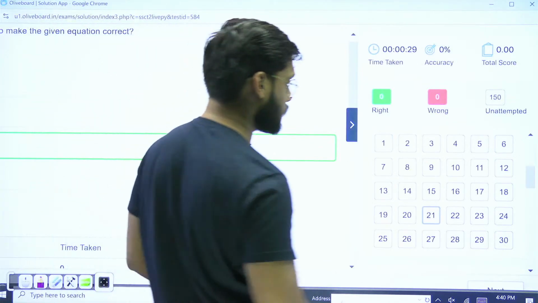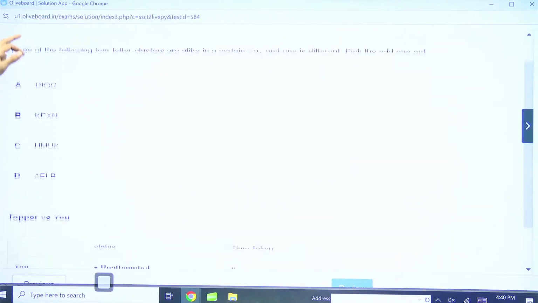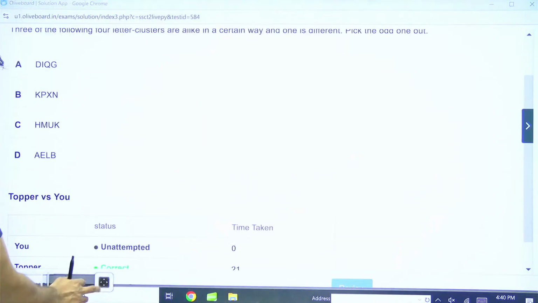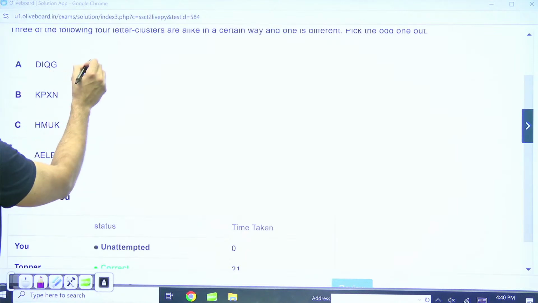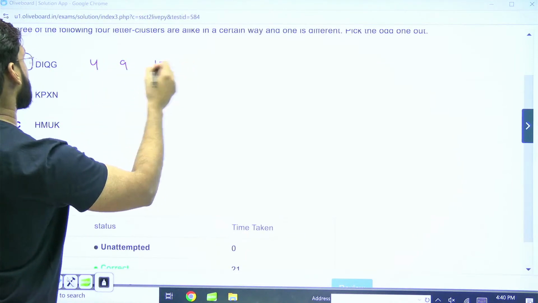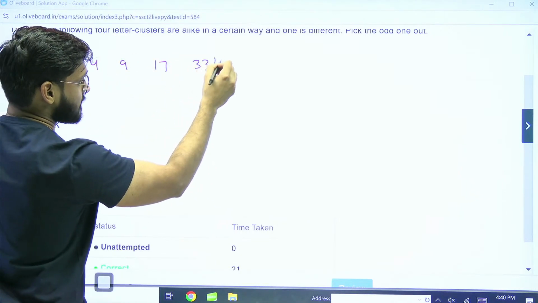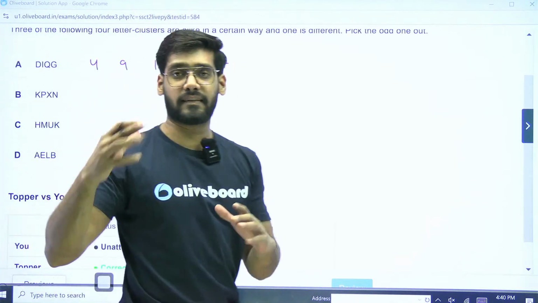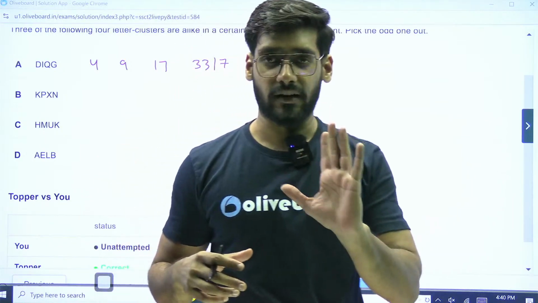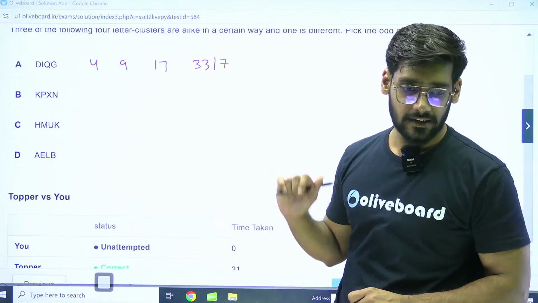Let's move on to the 22nd question. We need to find the odd one out from the given 4 clusters of letters. D comes at 4, I at 9, Q at 17. G comes at 33 as well as 7, because after Z, G comes at 7. So 26 plus 7 is 33. G either comes at 33 or at 7, right?